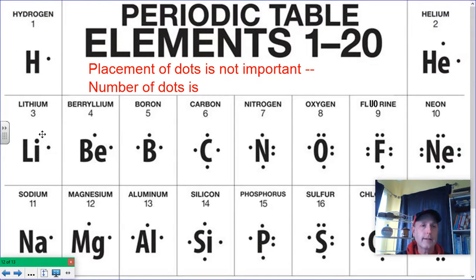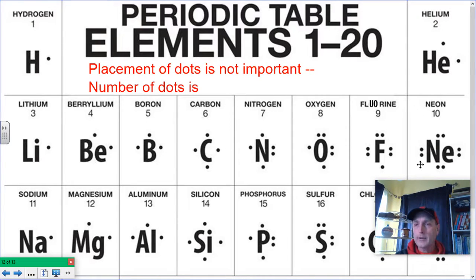So the 1A elements like hydrogen, lithium, and sodium have 1 dot for 1 valence electron. Beryllium, they misspelled beryllium, but anyway, 2 dots for 2 valence electrons. Boron and aluminum in 3A have 3 dots for 3 valence electrons. So forth over here to the noble gases in 8A, which have 8 dots or 8 valence electrons, except for helium, which only has 2 dots.